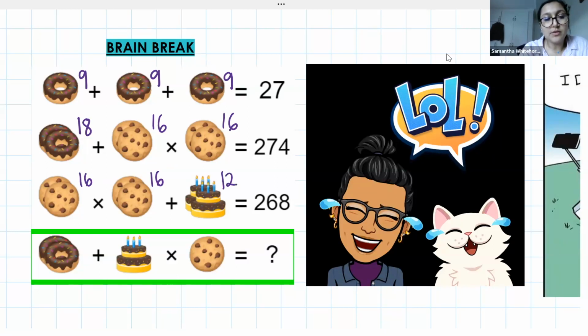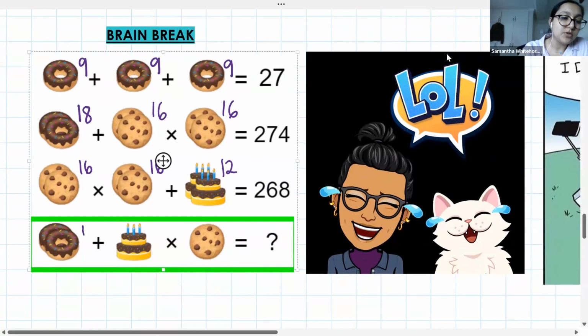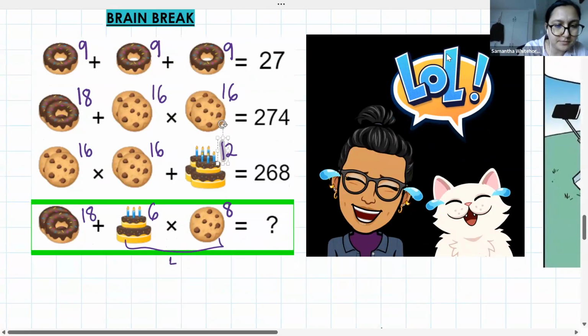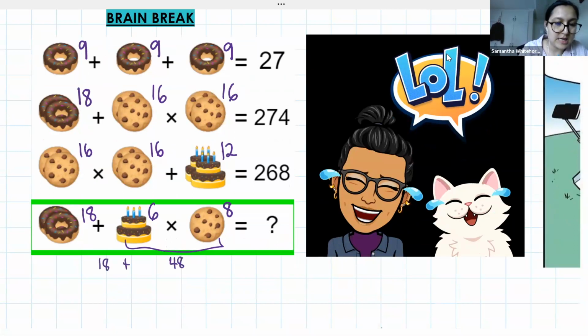That's 12. And so the final one, we've got double donut, which is 18, single cake, which is 6, single cookie, which is 8. So we've got 6 times 8, which gives us 48. My times tables are not great. So 6 times 8, remember BODMAS, 48. Plus the 18, so remember your BODMAS again, gives us an answer of 66.